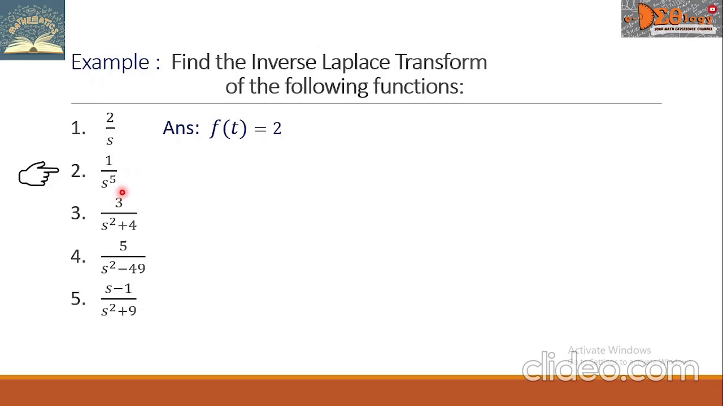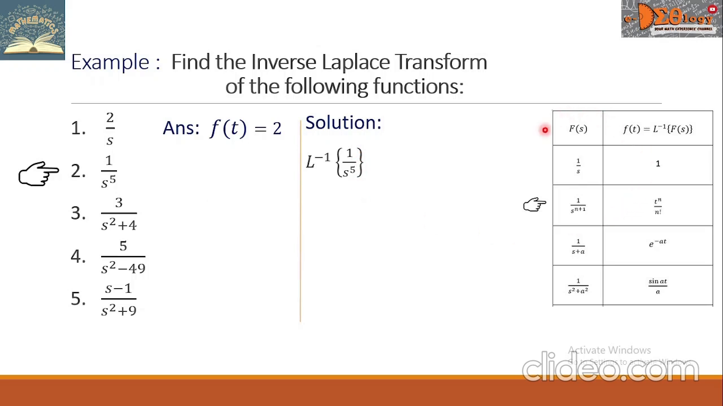Then we go to problem number 2. 1 over s raised to 5. The notation is Laplace inverse of the function 1 over s raised to 5. Then look at our list of formula. We have this 1 over s raised to n plus 1. This is the equivalent value for Laplace inverse. In our function here, we can show that this is 1 all over s raised to 4 plus 1, just to define the value of n, which is 4. Using our formula, we have now t raised to 4 all over 4 factorial.